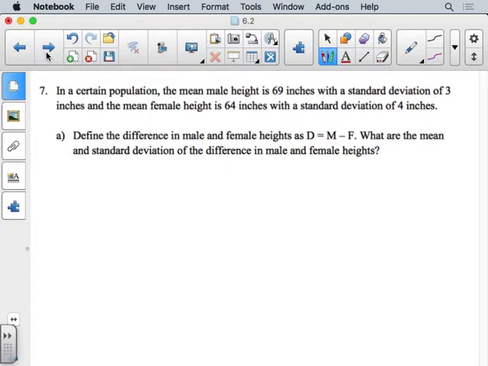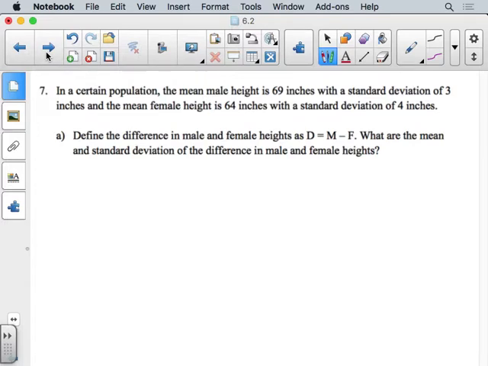Alright. Okay, in the last one, in a certain population, the average male height is 69 inches with a standard deviation of 3. The average female height is 64 inches with a standard deviation of 4. Define the difference in male and female heights as male minus female. What are the mean and standard deviation of the difference in male and female heights?